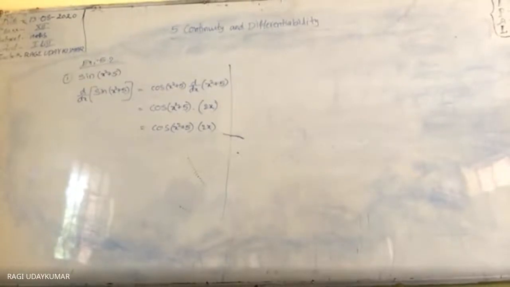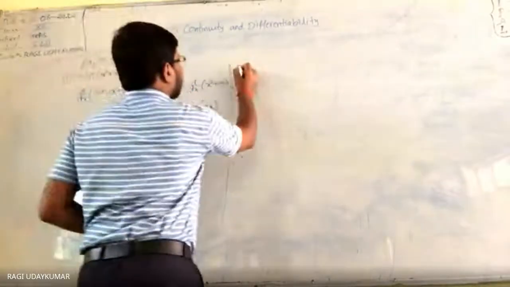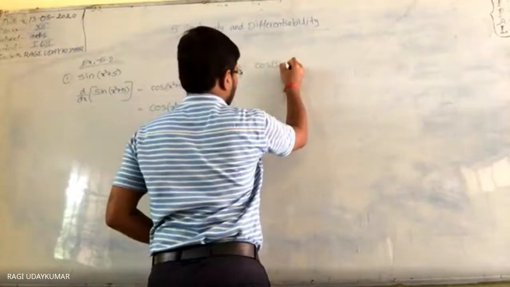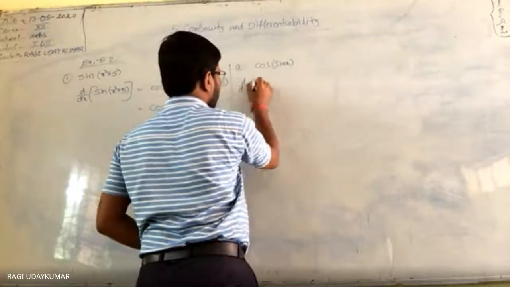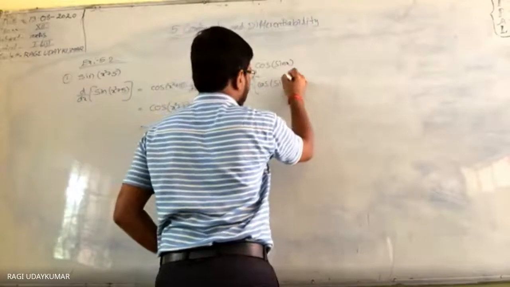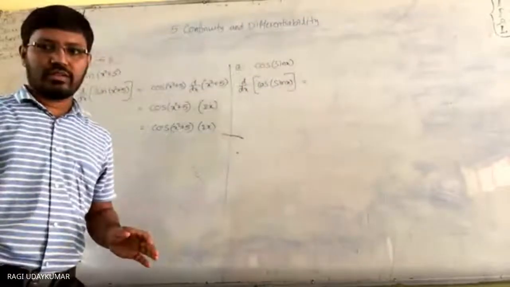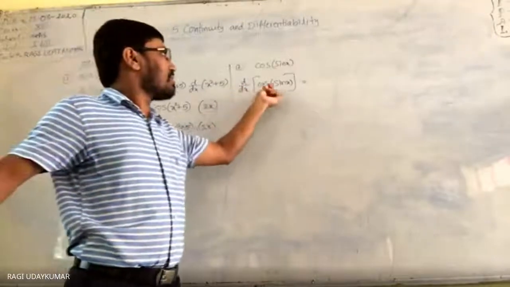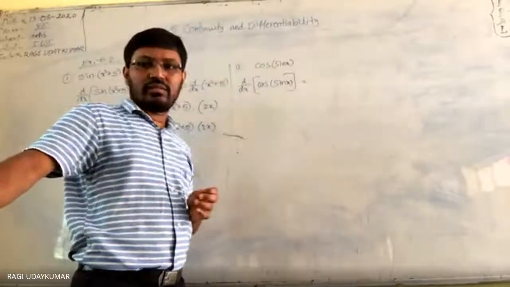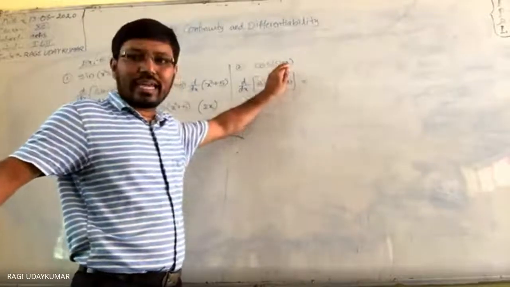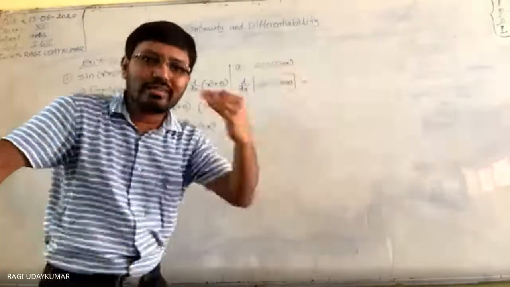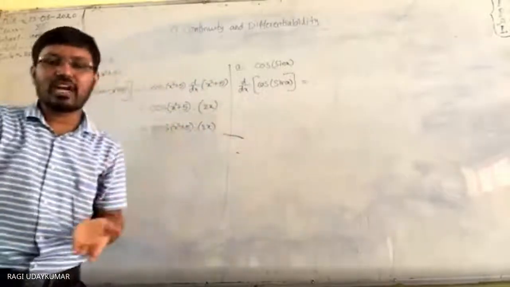Suppose you are going for the next problems. The second problem given to you is, sorry, cos of sin x. Cos of sin x. Let us see here, d by dx of cos of sin x. A simple method, you do it like this only. So d by dx of cos of sin x is equal to, take sin x completely as x. So what is the differentiation of cos x?